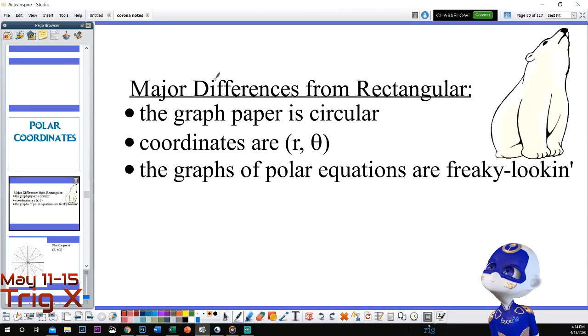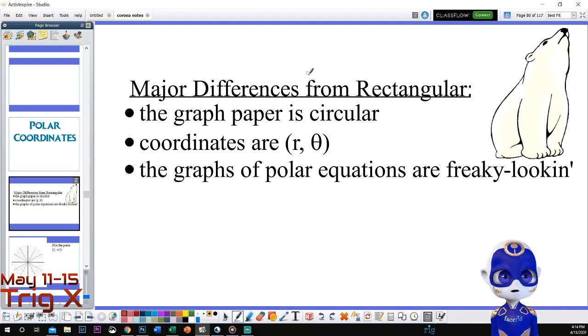First, the major differences between polar and rectangular coordinates is that the graph paper, instead of being square or rectangular, is actually circular. And you've probably seen in some math classes some graphs on the wall that look like spider webs. Well, that's what this is.